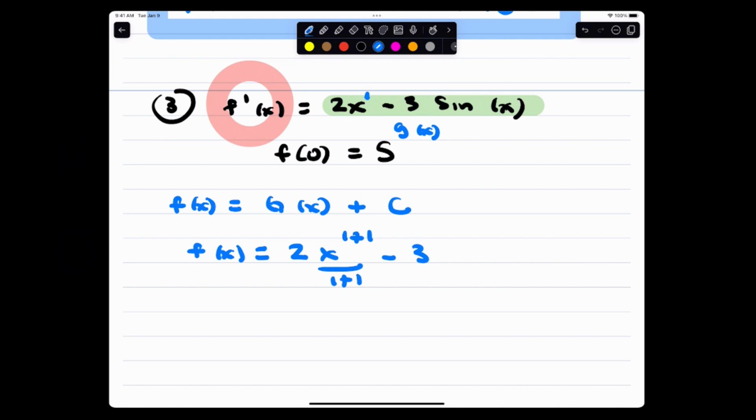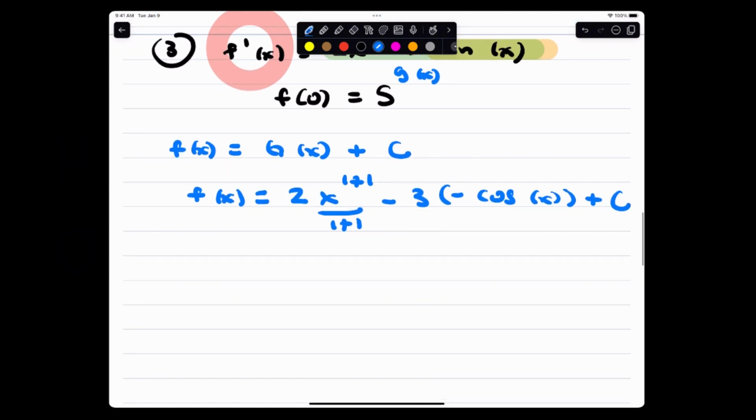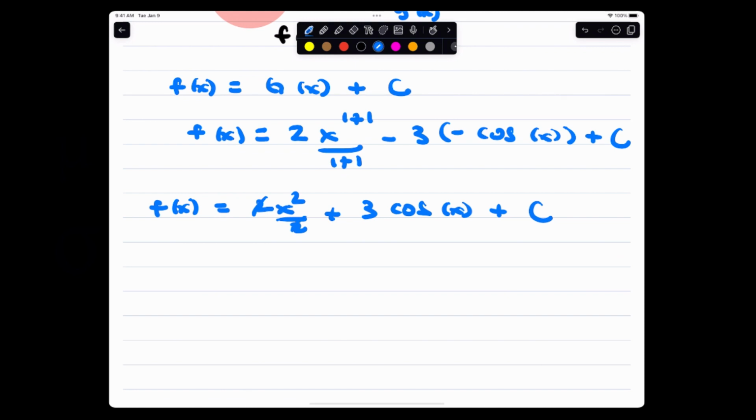What's the antiderivative now of sine? Do you guys know what that is? The derivative of cosine is minus sine, so the antiderivative is minus cosine, and then add your C here, okay? So the general solution will be 2x squared over 2 plus 3 cosine x plus a constant c. The 2's cancel. The function f becomes x squared plus 3 cosine x plus c.